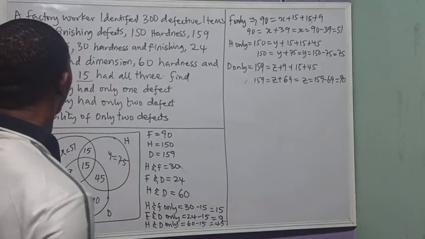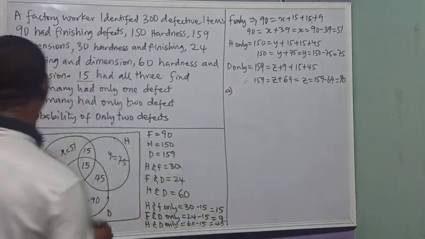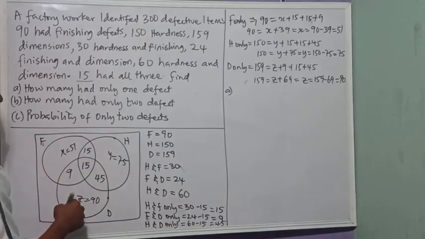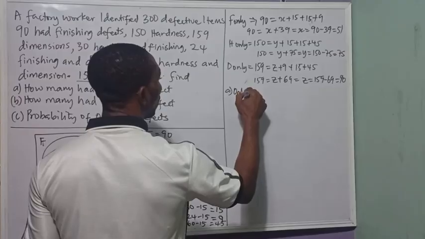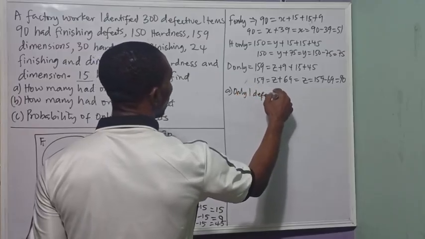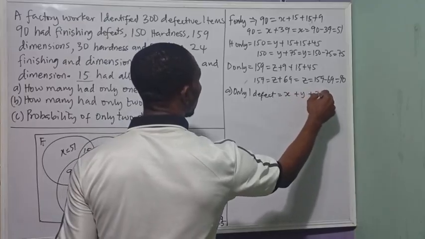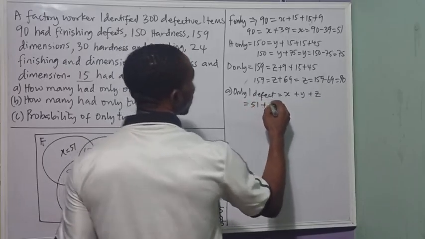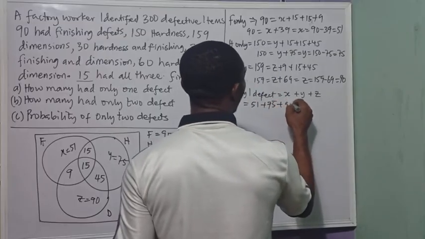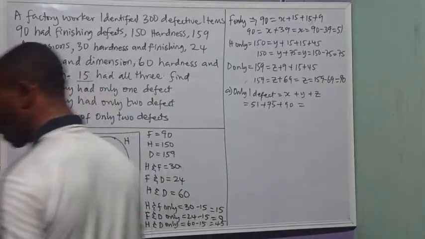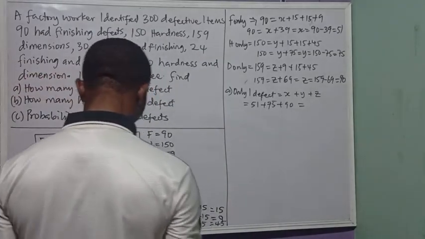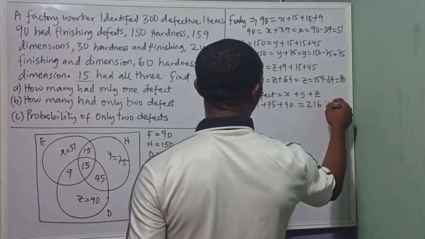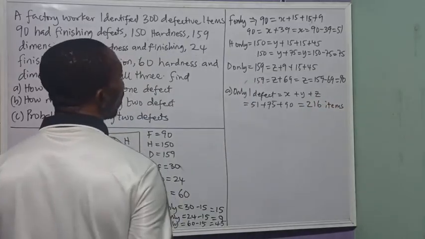Now to our question A that asks for only one defect. Only one defect will be the summation of X, Y, Z. Only one defect would be X plus Y plus Z, which is 51 plus 75 plus 90, which gives us 216 items. So 216 items had only one defect.